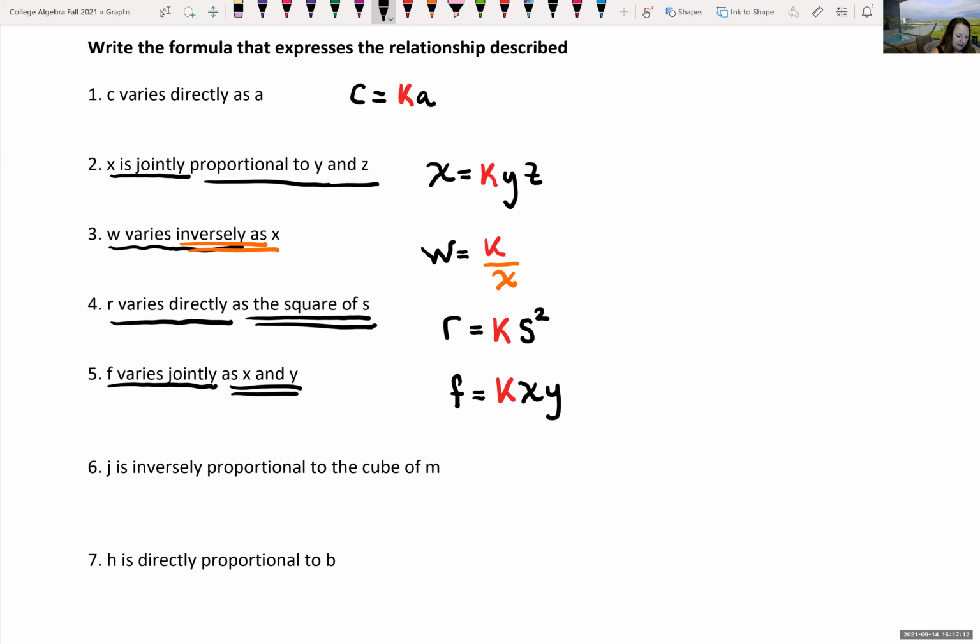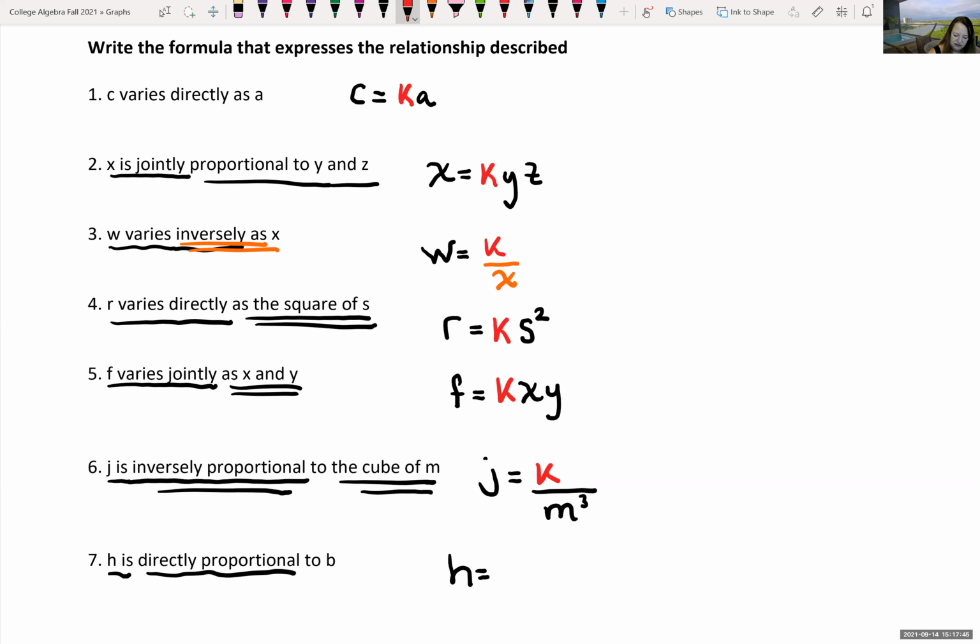Number 6, J is inversely proportional to the cube of M. So J equals K, inversely, so K is over M cubed. If it says H is directly proportional to B, then H equals K times B.